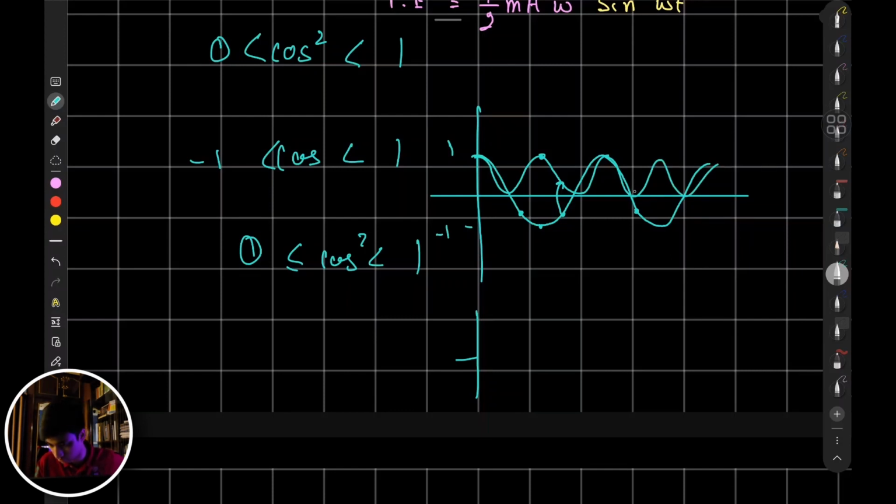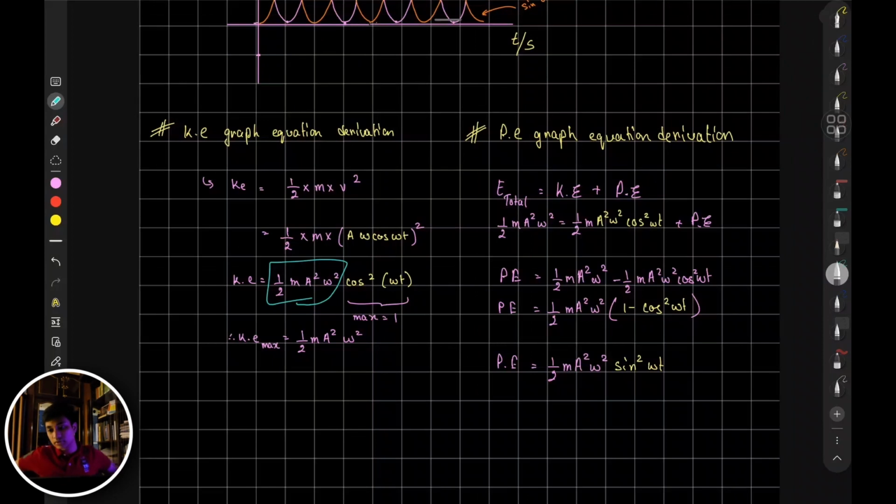over here. Right. So basically what's happening is the negative values get squared and become a positive value, which is why the cos square curve lies between 0 and +1. Great. So now we know how we're getting a cos square shape for our kinetic energy curve.